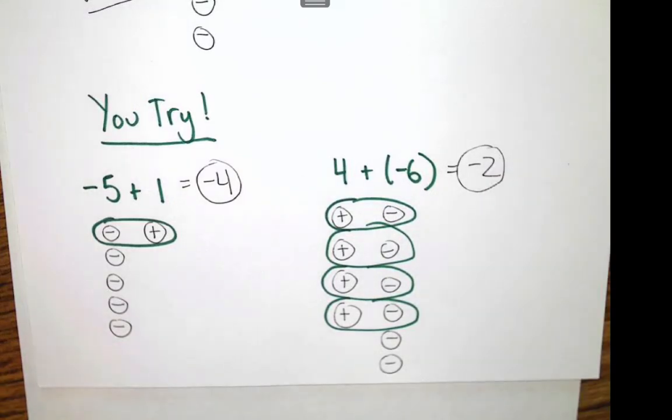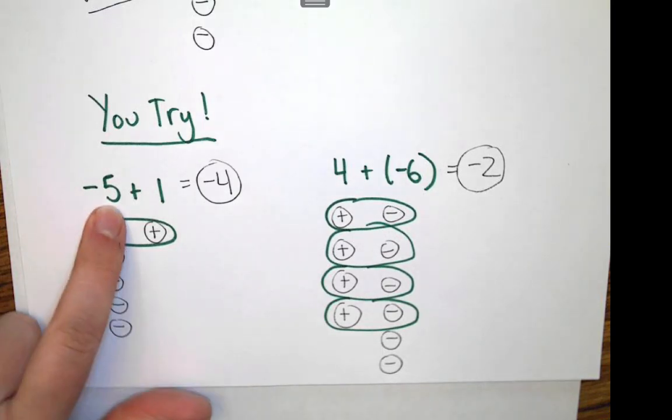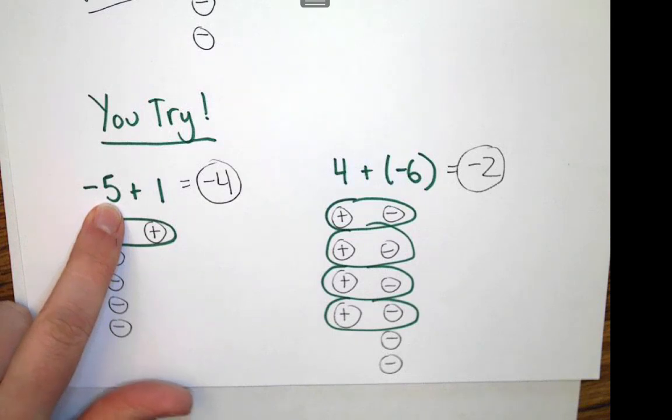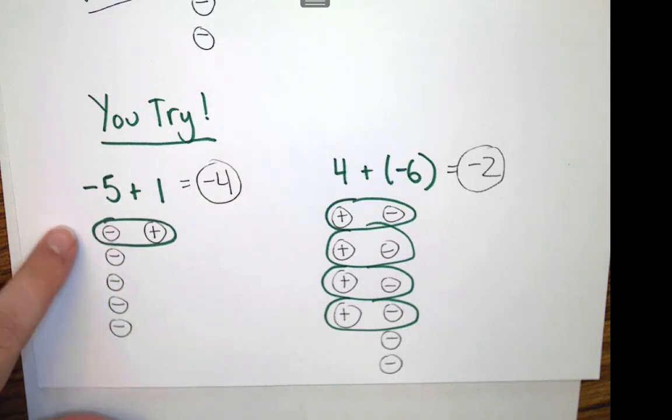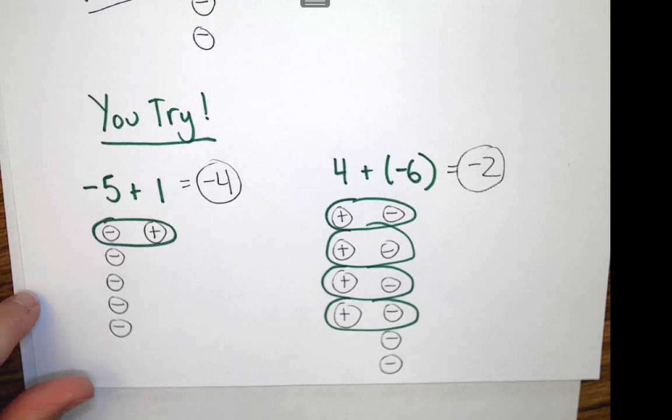Now, eventually, drawing this out doesn't really work because the numbers are going to get bigger. If I told you I didn't have a negative 5, I had a negative 25, you're going to be less excited to draw 25 negatives. You're not going to want to do that. But it's really good if you can see it with the small numbers first, because then your mind's going to remember how this works. We're just looking for zero pairs, and we're trying to figure out what's that solution.